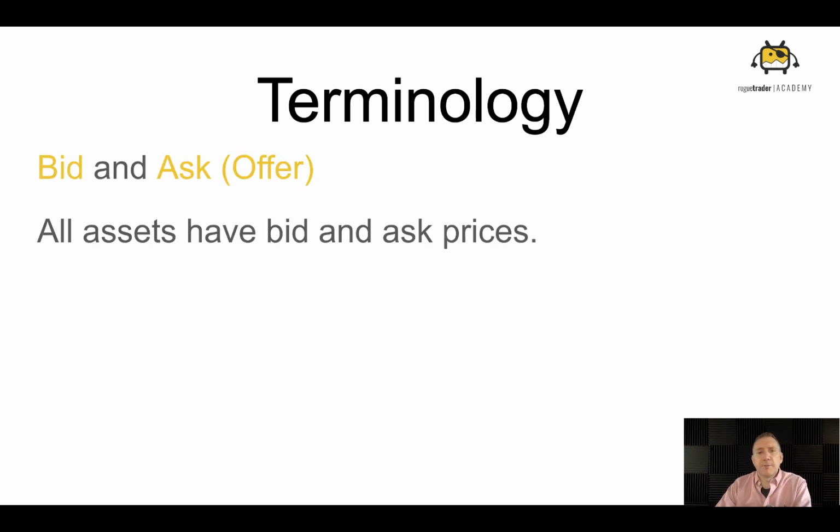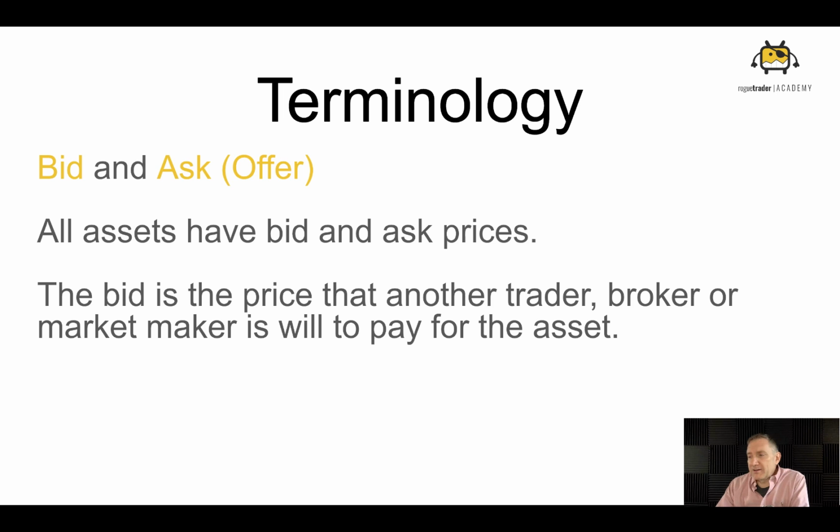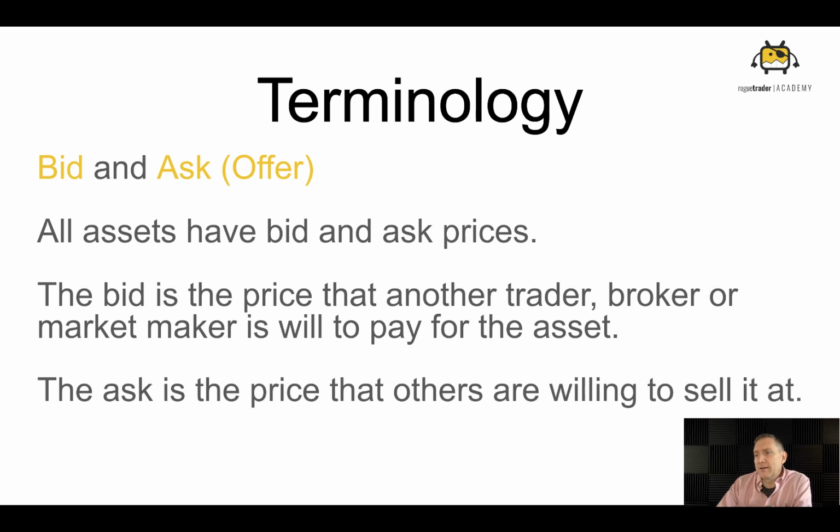All right, let's talk about the bid and offer, or the bid and ask. All assets have to have bid and ask prices. Otherwise, you wouldn't know what price to buy the thing at, right? Because what price is it? Well, there's the bid and there's the offer. The bid is the price that another trader, broker, market maker, or exchange is willing to pay for that asset. And the ask is the price that others are willing to sell it at.